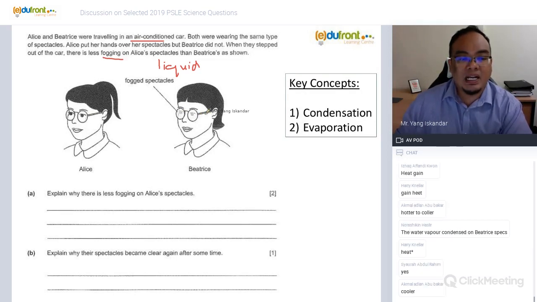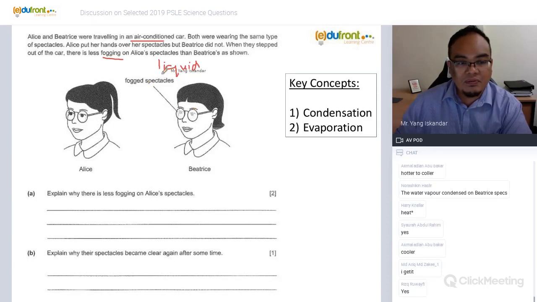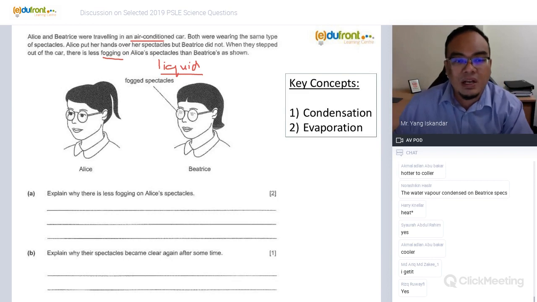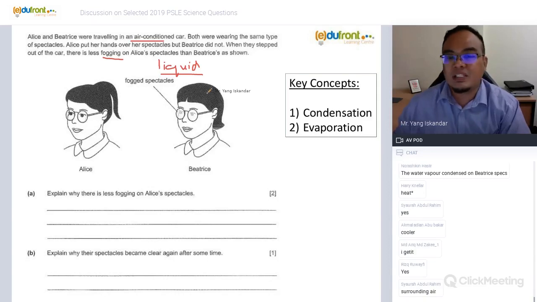So what happened? The second thing we need to know: what is this fogging? We learned before that fogging is liquid, right? So where does this liquid come from? You need to ask yourself, is it from the water around that splashes onto the spectacles? Where does the fogging come from?